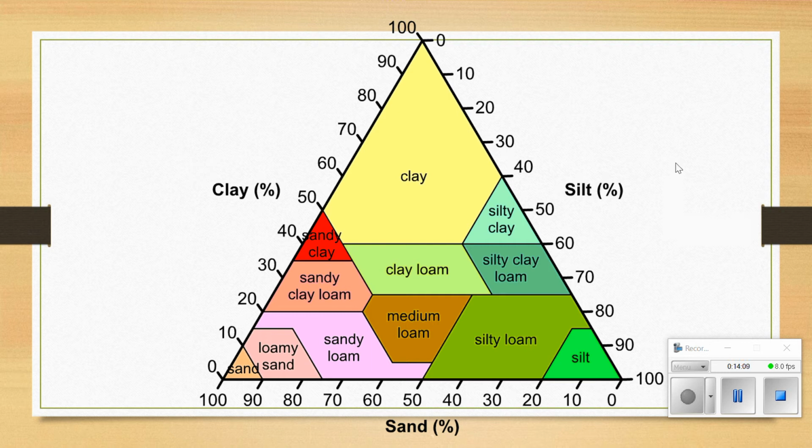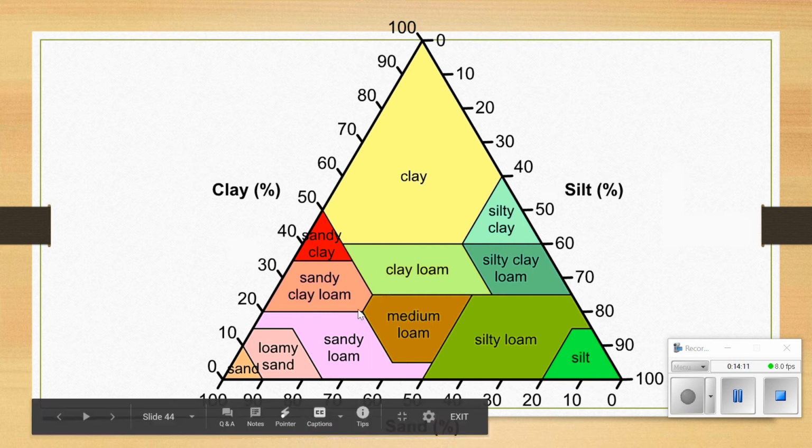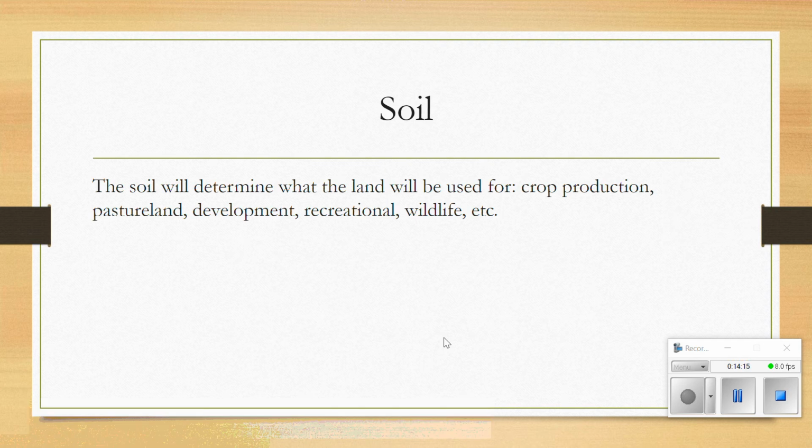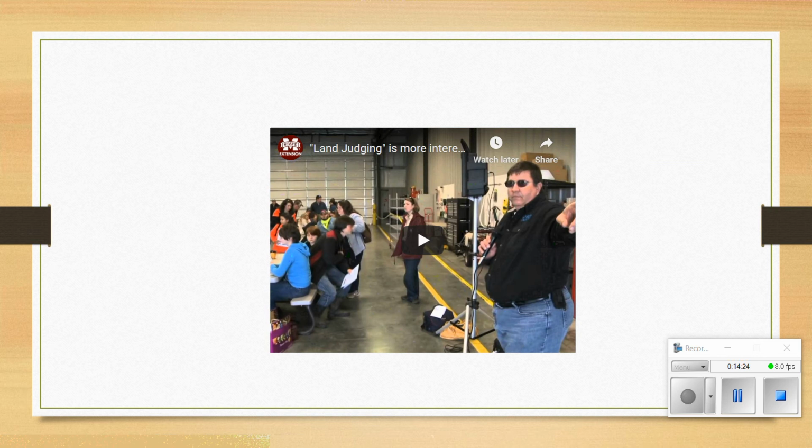And when we figure out where that soil is going to fall, we can then determine the best use for that soil. Okay, the land capability classes. Is it good for crop production, pasture land, development, recreation, wildlife, etc.? That's what we need to know. Here's land judging. The land judging team for FFA and 4-H, that's what they do. They take that soil, they determine the best use for that land.